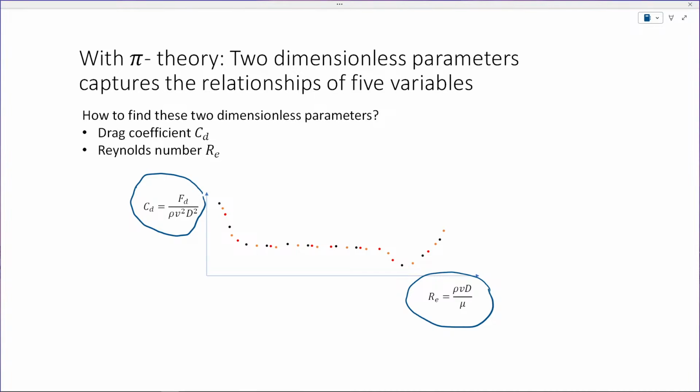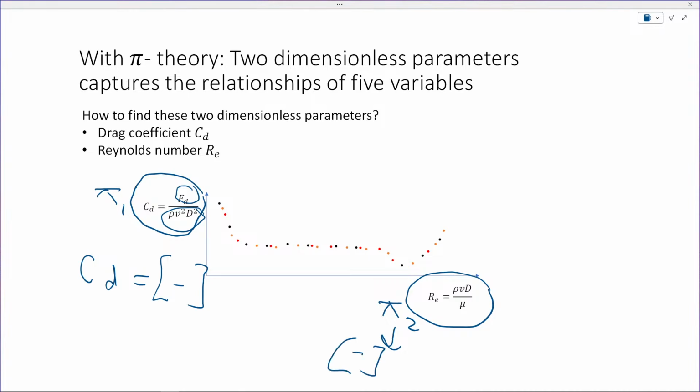Here we call this a pi term. So this is pi one, and this is pi two. How did we come up with these two pi terms and how did we make them dimensionless? If you check the dimension of this guy, it is exactly equal to the dimension of this guy. So CD is dimensionless, and this guy is dimensionless. So how did we come up with these dimensionless parameters?